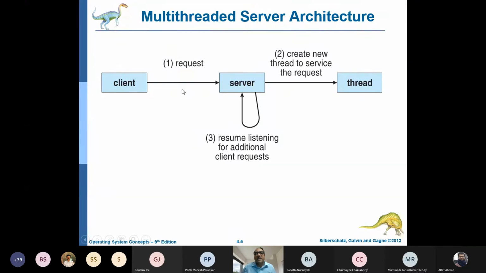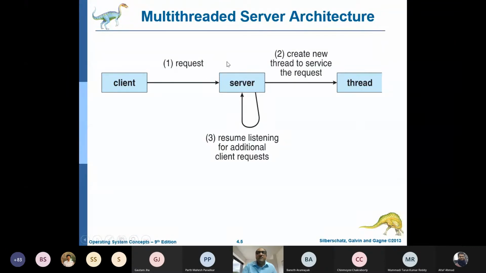Lots of clients want to access the web server, and assume the server is a process having a single thread of control. In that case, the process will first take the first request from a client and process it. Once it is completed, only then can it handle the next request.